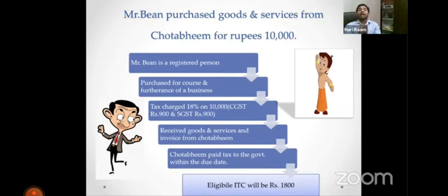Number 3, charged GST 18%, that is CGST and SGST, intrastate supply, I think so. So 900 plus 900, 1,800. And Mr. Bean received the goods or services along with the invoice. Next, Chota Bean paid the tax to the government because he is the supplier, right? He collected the tax from Bean and paid it to the government within the due date. Now he is eligible to take ITC of 1,800 rupees.